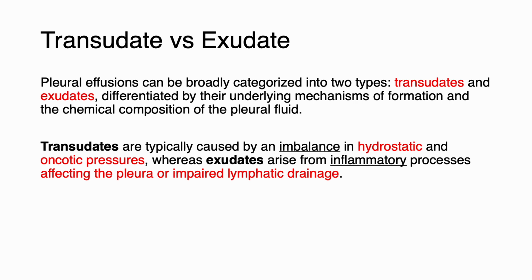Pleural effusions can be broadly categorized into two types, transudates and exudates, differentiated by their underlying mechanisms of formation and chemical composition of the pleural fluid. Transudates are typically caused by an imbalance in hydrostatic and oncotic pressures, whereas exudates arise from inflammatory processes affecting the pleura or impaired lymphatic drainage. It is noteworthy that in certain instances, pleural fluid may display characteristics that are a mix of both transudate and exudate.